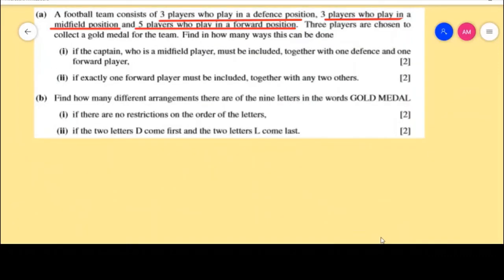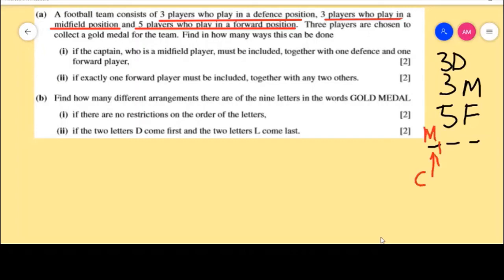My next question: a football team consists of 3 players who play in the defense. I've underlined the keywords: 3 defense players, 3 players in the midfield, and 5 players in the forward position. 3 players are to be chosen. In how many ways can this be done if the captain, who is a midfielder, must be included? So I've included the captain. I don't choose the captain because this is an individual person.